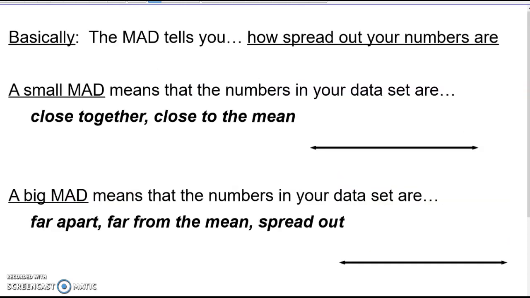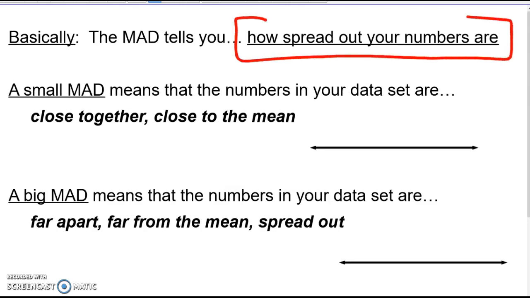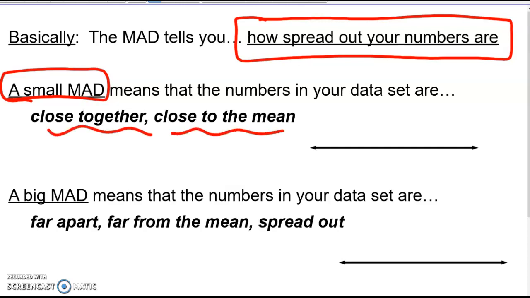So basically, the MAD tells you how spread out your numbers are. We're going to be looking at how far away numbers are from the mean or the average. So it's telling us if our numbers are real close together or pretty spread out, okay? If you calculate a MAD and it's pretty small, then that tells you your numbers are really close together. They're really close to the mean. So on a number line, if this was my mean, and I had a really small mean absolute deviation, all my numbers would be right here, pretty close to the average, not very far away, okay?